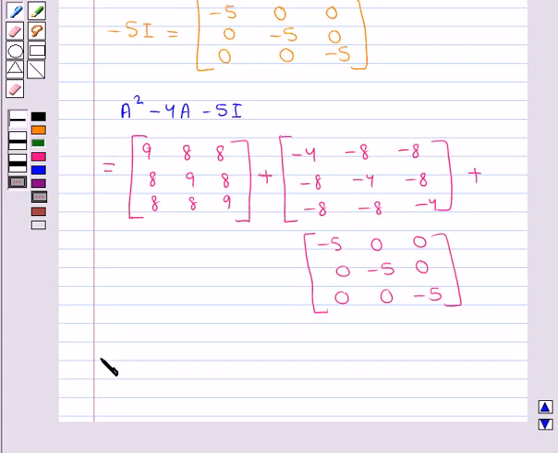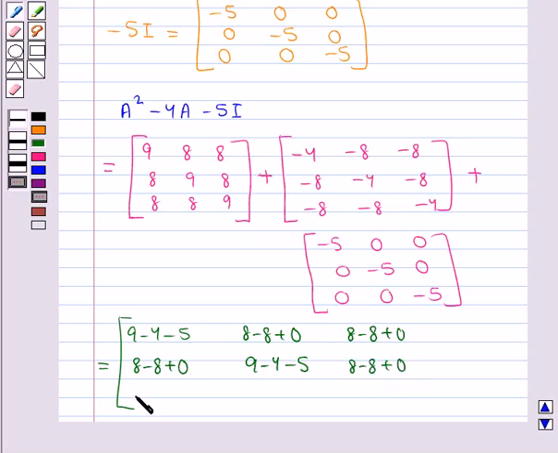Now we need to add these three matrices. So this would be equal to, now the first element of the first row would be 9 minus 4 minus 5. Second element of the first row is 8 minus 8 plus 0. Then the third element of the first row is 8 minus 8 plus 0. Now the first element of the second row is 8 minus 8 plus 0. Second element of the second row is 9 minus 4 minus 5. Then the third element of the second row is 8 minus 8 plus 0. First element of the third row is 8 minus 8 plus 0. Then the second element of the third row is 8 minus 8 plus 0. Third element of the third row is 9 minus 4 minus 5.